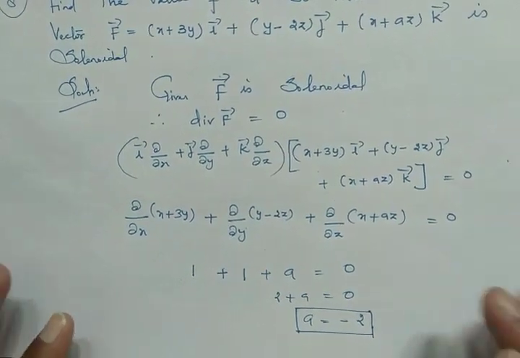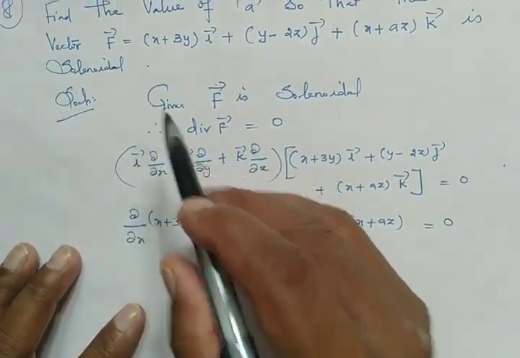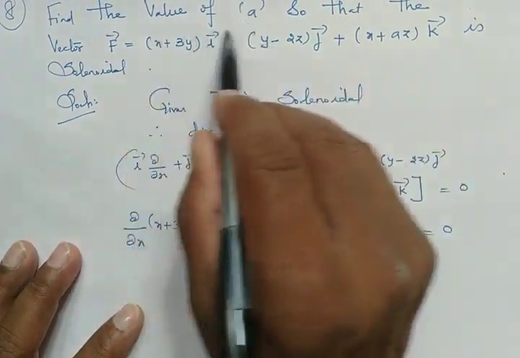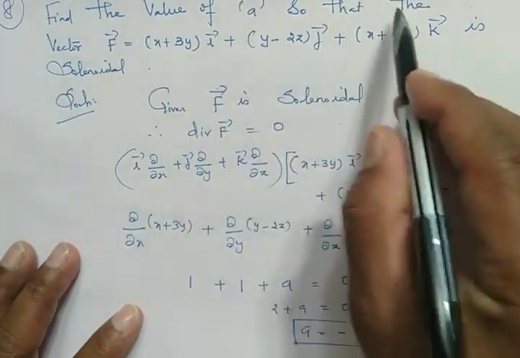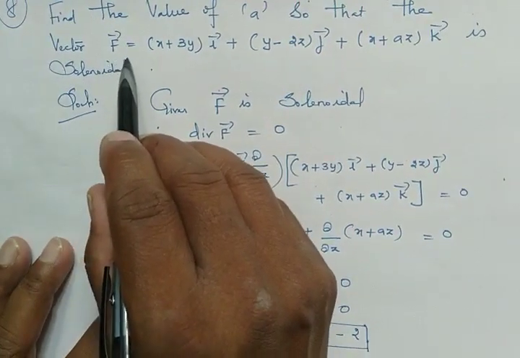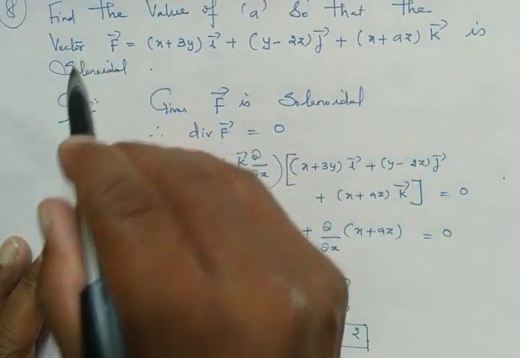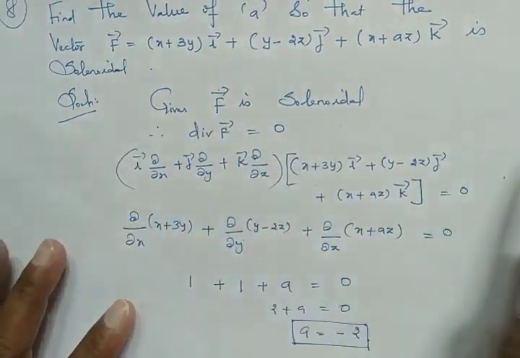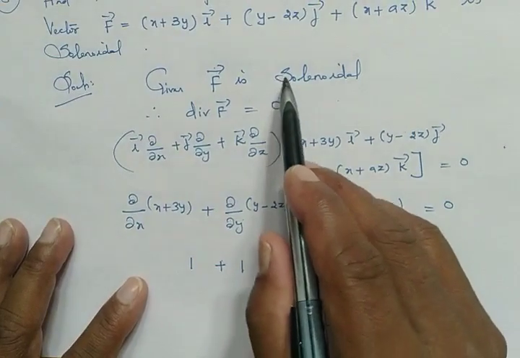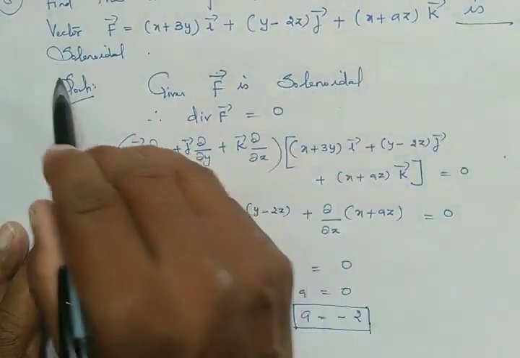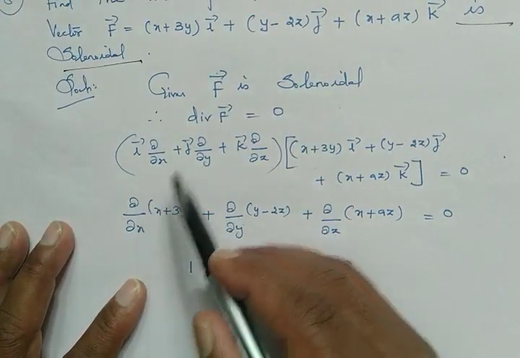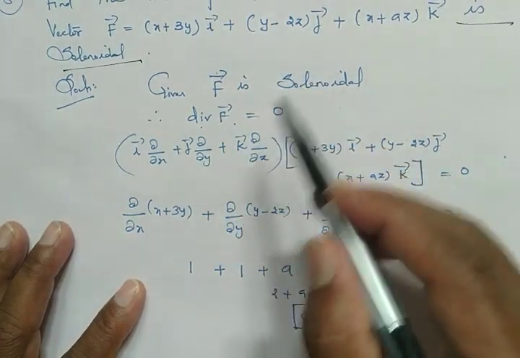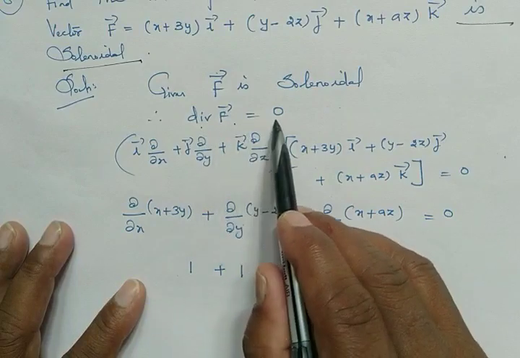And the continuation of another problem in vector differentiation: find the value of a. Sometimes the question becomes like this also. They may ask for a constant value so that the vector f they gave is solenoidal. The question very clearly mentions that the given vector is solenoidal. Solenoidal means, as per the definition we have seen, the divergence of the vector is 0. So the divergence of f vector equals 0.